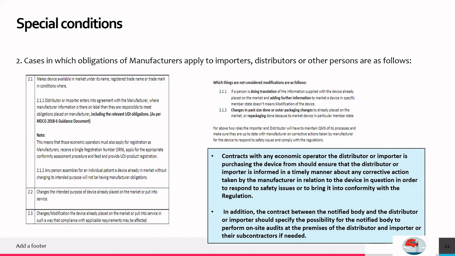In addition, the contract between the notified body and the distributor or importer should specify the possibility of the notified body to perform on-site audits at the premises of the distributor, importer, or the subcontractors if needed. Yes, that is if there is a contract between the notified body and the distributor or importer. This is an important point. Don't forget.